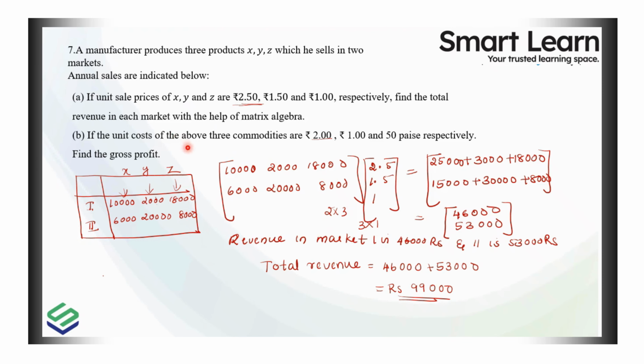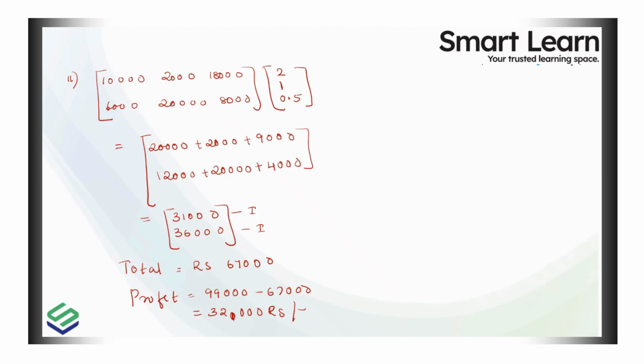What is the next question? That is, they change this price, that is 2, 1, 50 paisa respectively. Then find the gross profit. First you have to do the multiplication. So you will get like this. In the first one it will be 31,000 and the second one it will be 36,000. So total it will be 67,000. And the previous one we found the total price, right? So 99,000 minus 67,000, it will be 32,000 rupees.